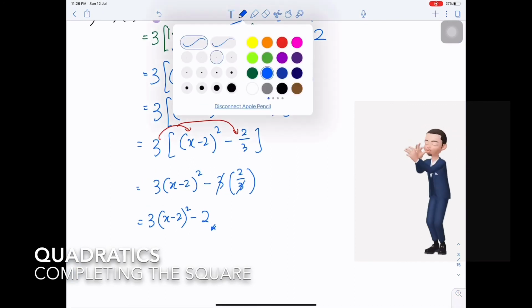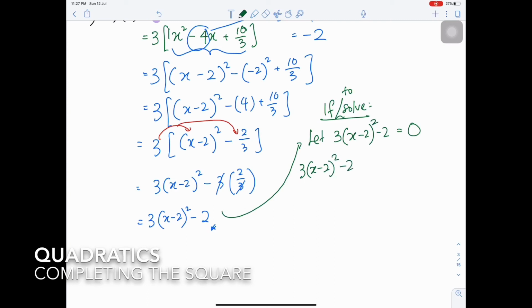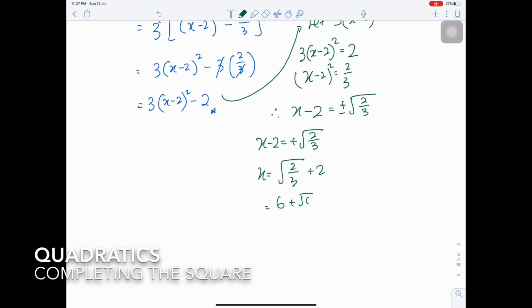How about if we want to solve? If you want to solve, let 3 times x minus 2 squared minus 2 equal 0, and then 3 times x minus 2 squared equals 2. So x minus 2 squared equals 2 over 3, and then therefore x minus 2 equals plus or minus the square root of 2 over 3. Then x minus 2 equals positive square root of 2 over 3, and x equals square root of 2 over 3 plus 2, and simplify, you will get 6 plus square root of 6 over 3.